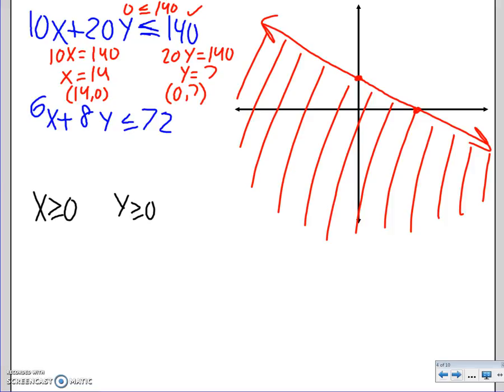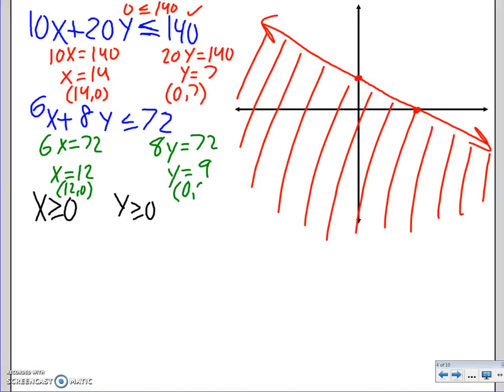The next one is also standard form. I'm going to do the cover-up method. 6x equals 72. Divide by 6, you get 12. So that is the point 12, 0. Cover-up method again: 8y equals 72. Divided by 8, y equals 9. That is the coordinate 0, 9. So 0, 9 is slightly above this, and 12, 0 is slightly below this. It is solid, and I'm connecting it.